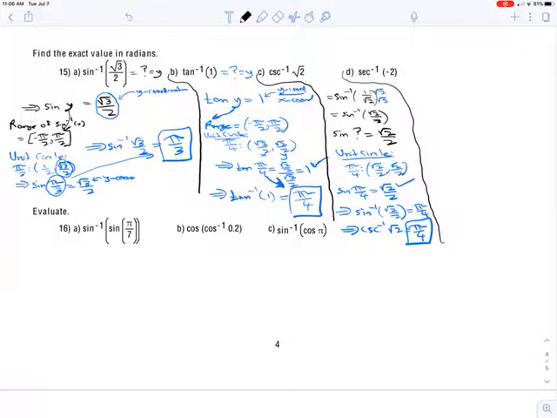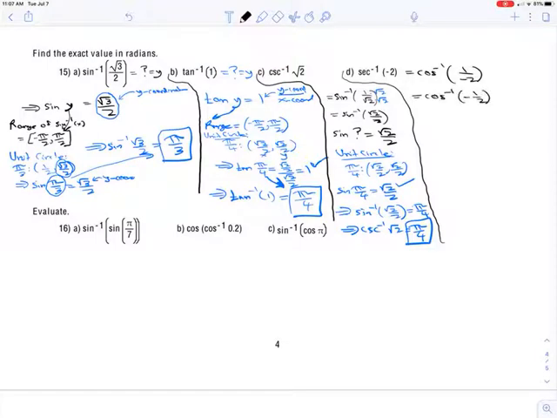In D, we got secant inverse of negative 2. All right. So with that said, what are we looking at with secant inverse of negative 2? Let's redefine it using cosine. We know all about cosine. So we could use that to help us. We can use our reciprocal properties to define that. So secant inverse of negative 2 is equal to cosine inverse, using reciprocals, of 1 over negative 2. So that's cosine inverse of negative 1/2.